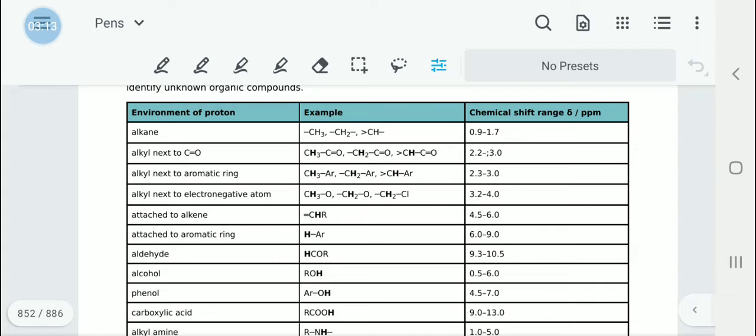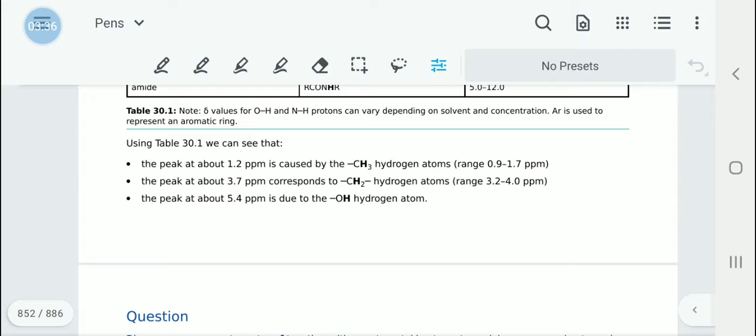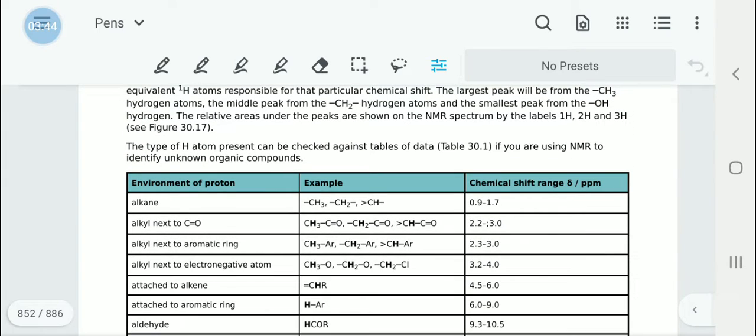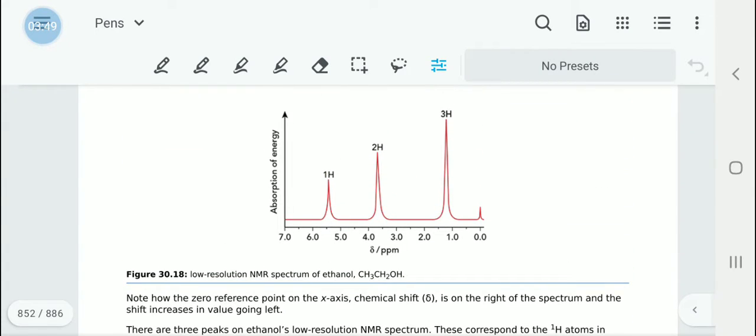Then alkyl next to C double bond O would be 2.2 to 3.0. So you don't have anything of that sort in this one. There is a relationship; they would give you a range. This table is not something that you have to remember, but you should be able to make reference to it and make a connection. So the peak at 1.2 is caused by CH3 hydrogens, this alkane, as you can see. 1.2 is caused by alkane.